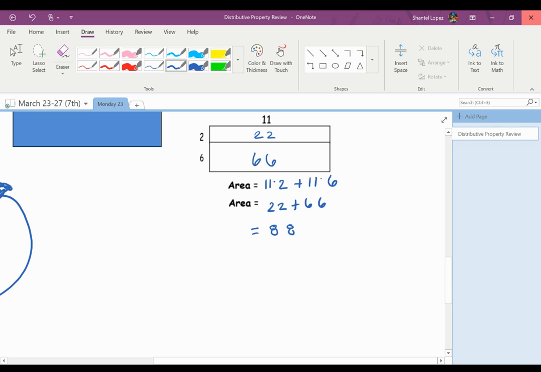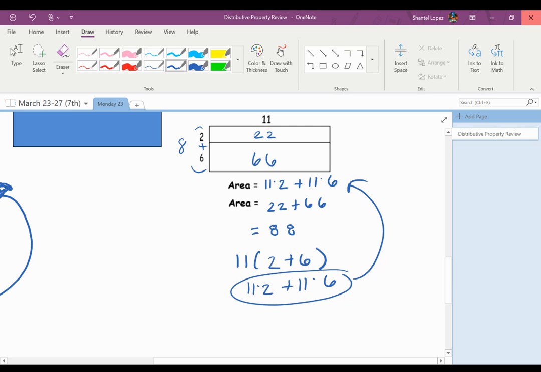Well, I know that I could add these two lengths, right? And that's going to give me this whole length, which would be 8. 8 times 11 still gives me 88. Or 11 times (2 plus 6). So remember, when there's a number in front of the parentheses, it means to multiply everything inside the parentheses. So 11 times 2 plus 11 times 6. And notice, once again, I get that first step.